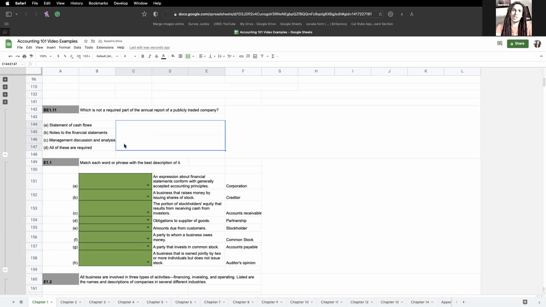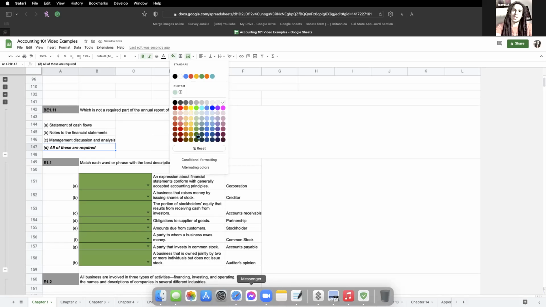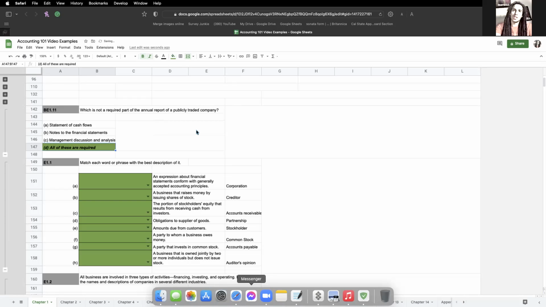And finally, which is not a required part of the annual report of a public traded company? Is it A, the statement of cash flows, B, the notes to the financial statements, C, management discussion and analysis, or D, all of these are required? The answer here is that they are all required. So let me put that in. There we go. So yes, all of these are required.